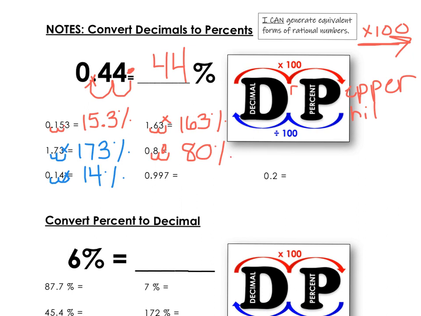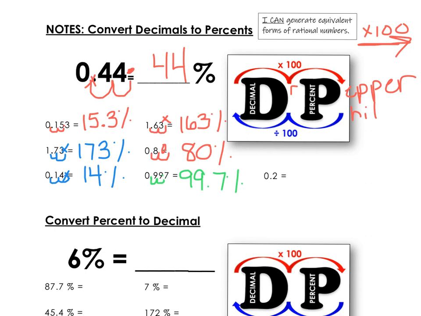Okay? Same thing here. We have 0.997. To change our decimal to a percent, we're going to move our decimal twice to the right, which means we are multiplying by 100. So we multiply by 10, we multiply by 100. Now my percentage would be 99.7%.